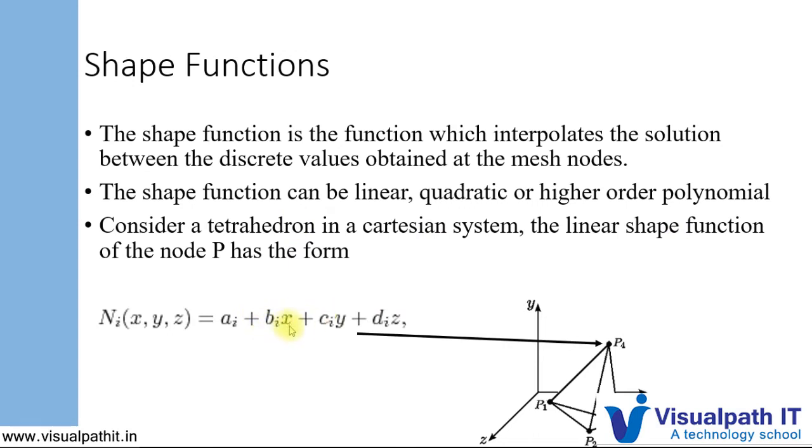If I have a quadratic function, like x square with coefficient b, y square with coefficient c, z square with coefficient d, plus some more interaction terms, then that will form a quadratic polynomial, so it will be a quadratic shape function. Or we can use any higher order shape functions for representing the nodes. As the order of the polynomial increases, our computational cost also increases. It will be difficult to solve those higher order equations.